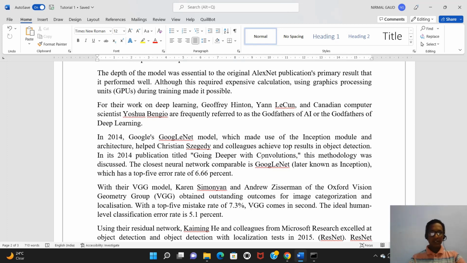So VGG comes second, and we also have different VGG models, for example VGG 16 and VGG 19. These are versions where there is a change in the architecture, and on the basis of these algorithms we perform various other deep learning tasks. Here the classification error rate was 5.1%.